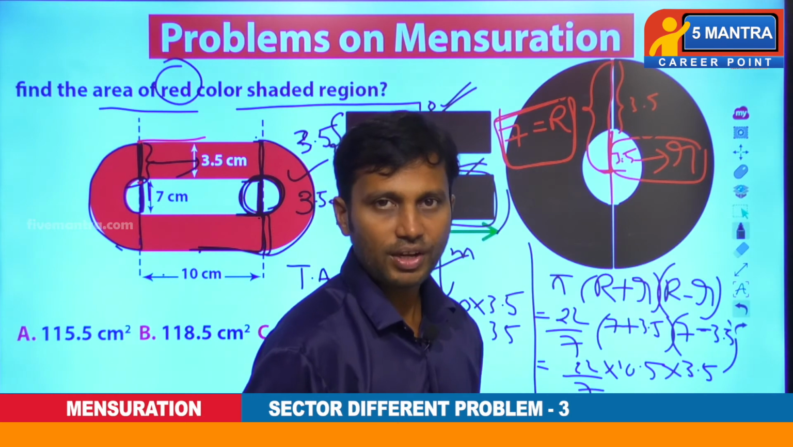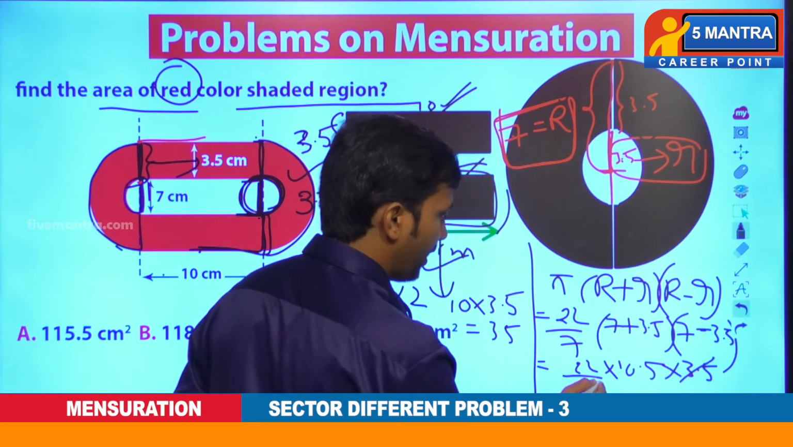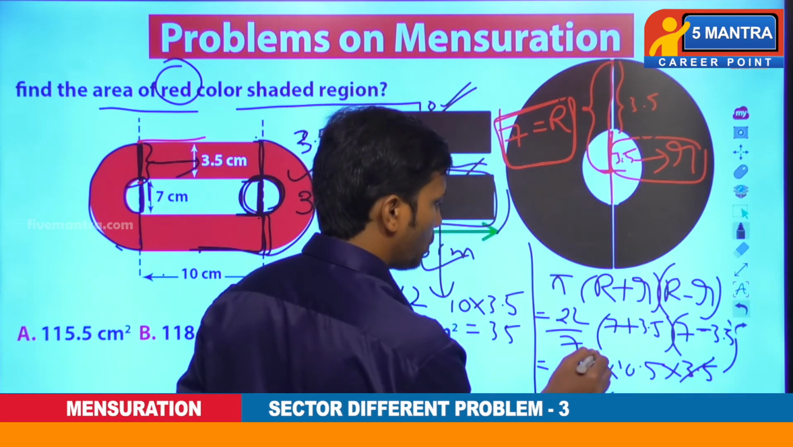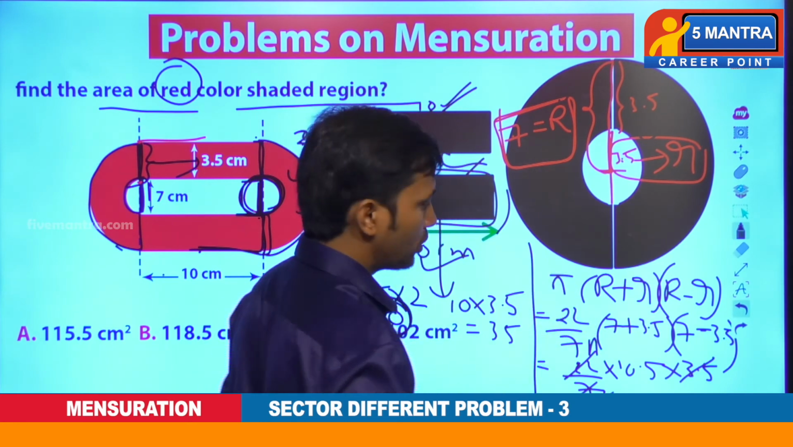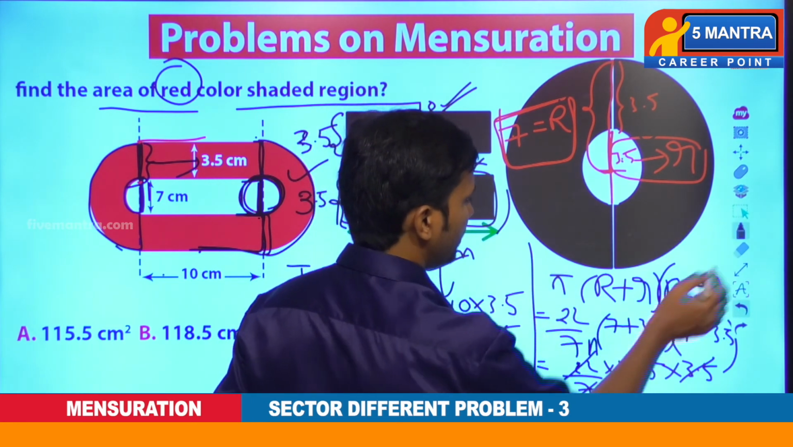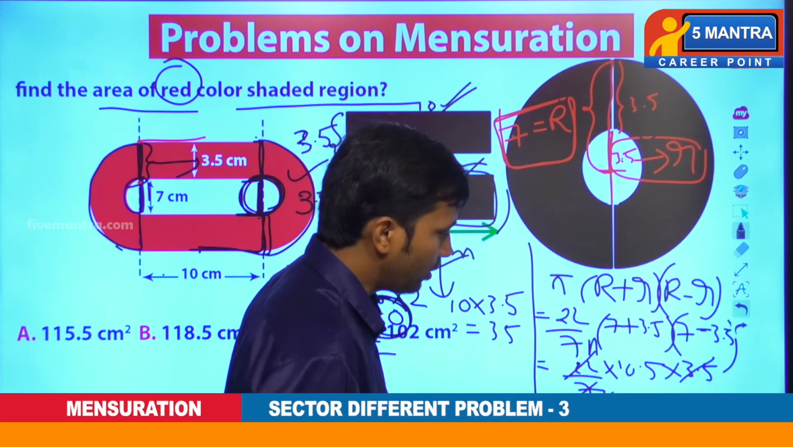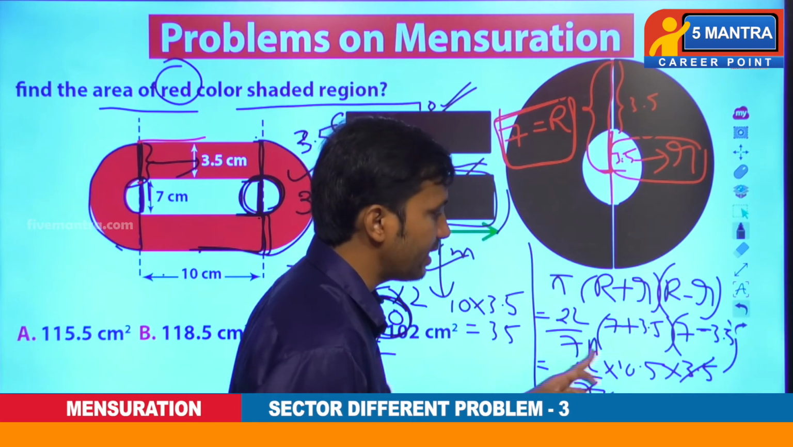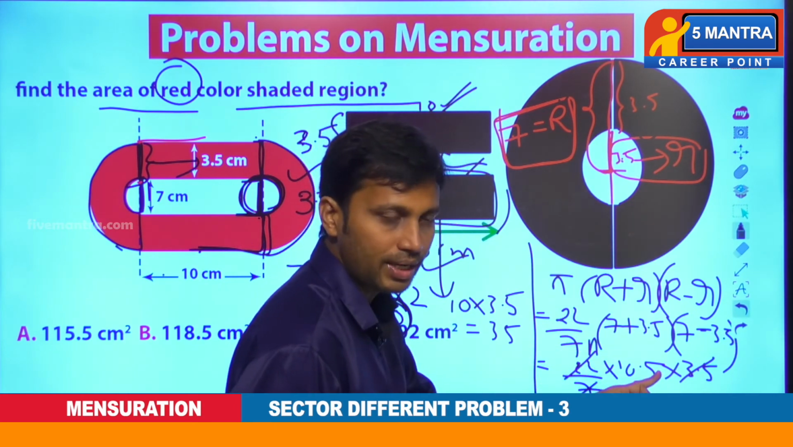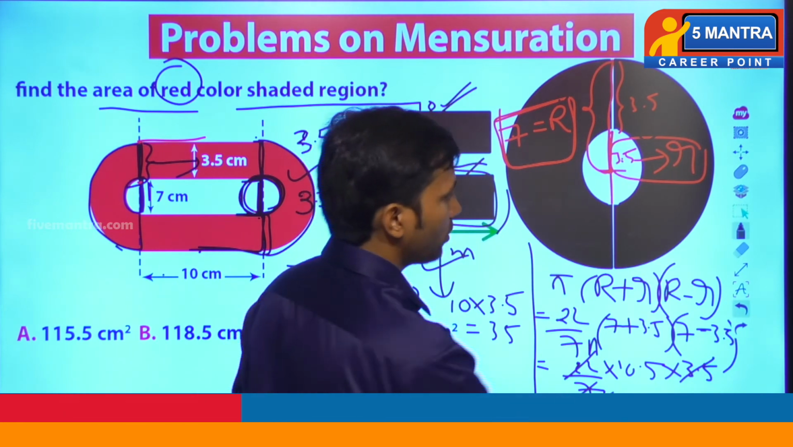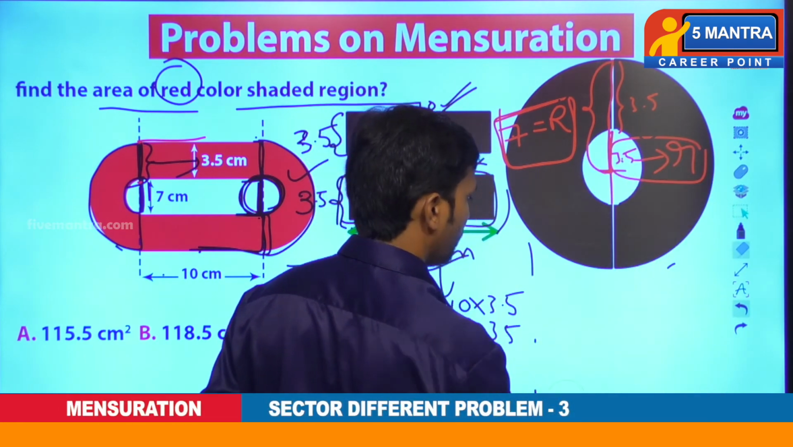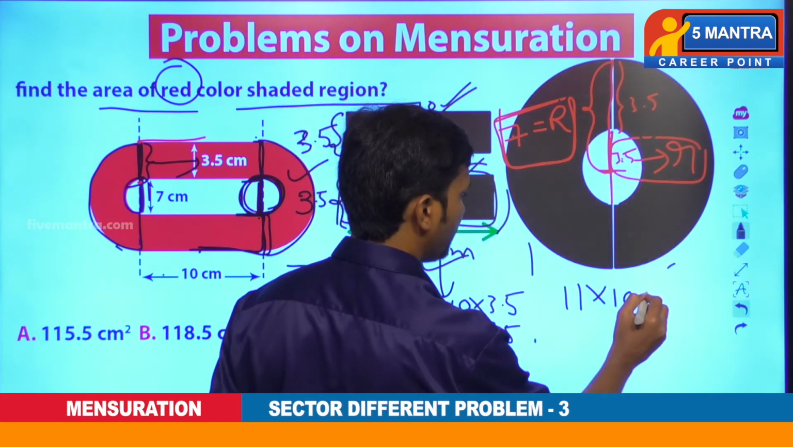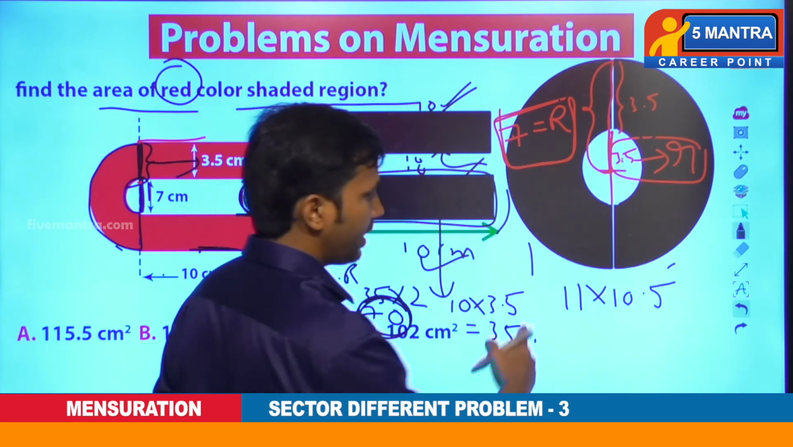3.5 is half of 7, or not? 3.5 2s are 7, and 2 11s are 22. So what is left? 11 and 10.5 in the numerator, nothing in the denominator. So what is your answer then? 11 into 10.5. What is 11 into 10.5? Multiplying with 11, I think you know this.